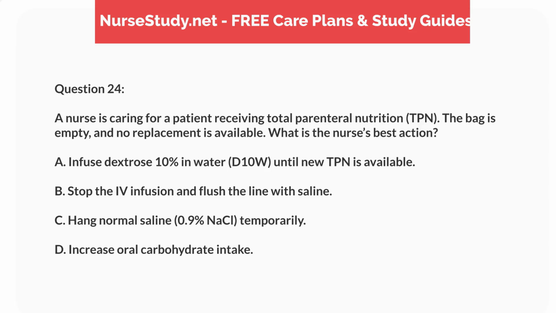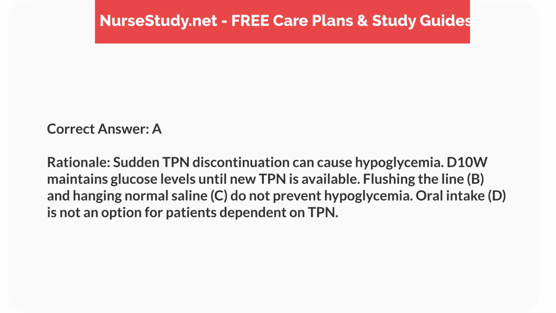A. Infuse dextrose 10% in water, D10W, until new TPN is available. B. Stop the IV infusion and flush the line with saline. C. Hang normal saline, 0.9%, temporarily. D. Increase oral carbohydrate intake. Correct answer, A. Rationale: sudden TPN discontinuation can cause hypoglycemia.